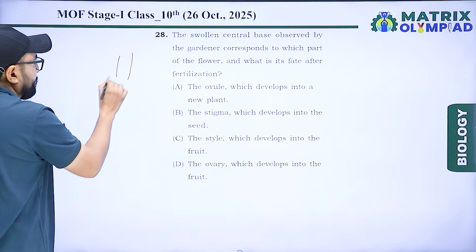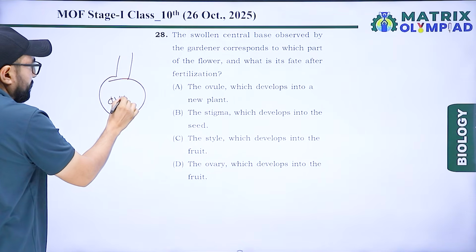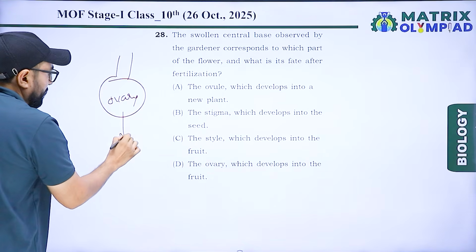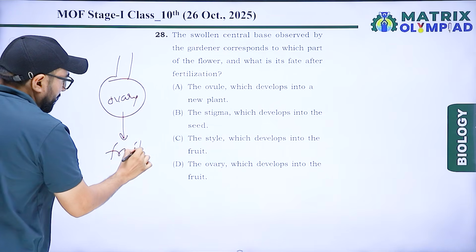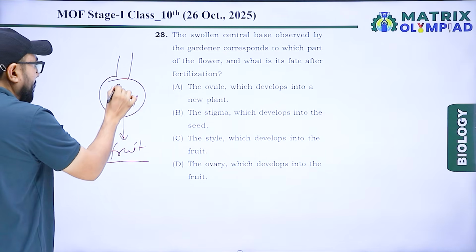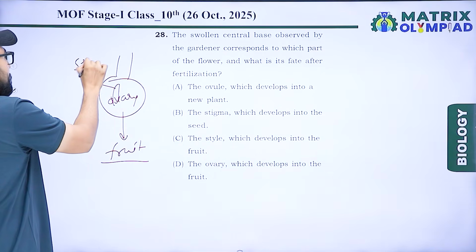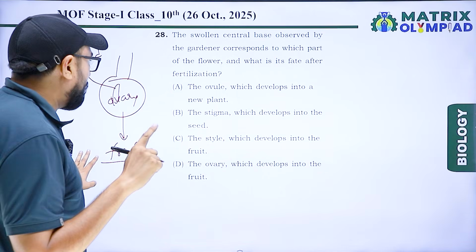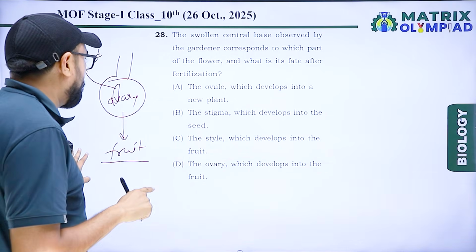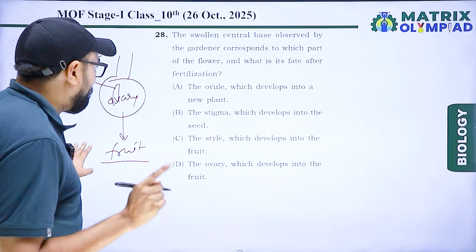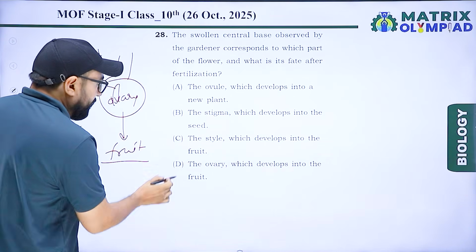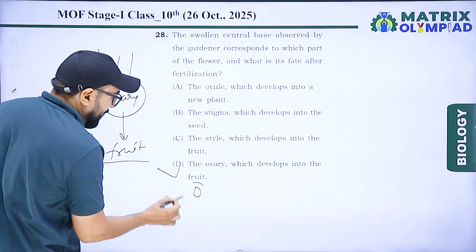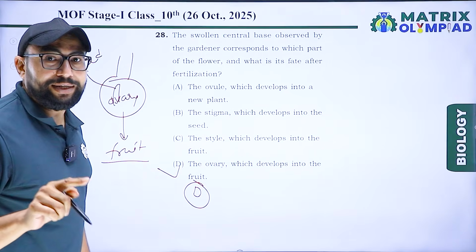Swollen part, that is ovary, and ovary converts into fruit in future, and inside, ovule converts into seed. The ovule which develops into new plant? No. Stigma which is developed into seed? No. Style which is developed into fruit? No. The ovary which is developed into fruit, that is right. Option D is the right answer.